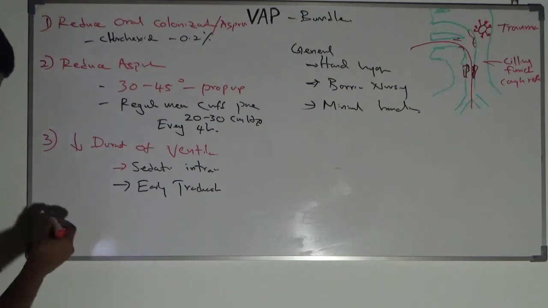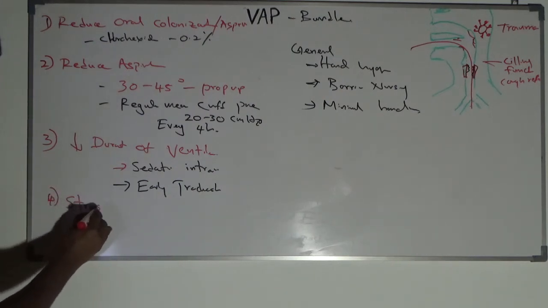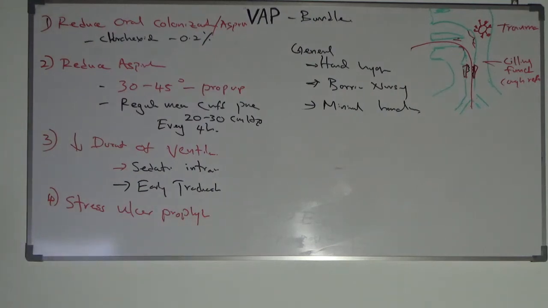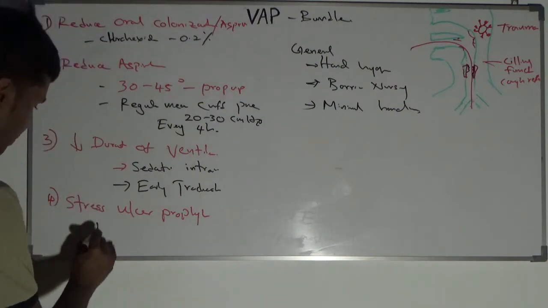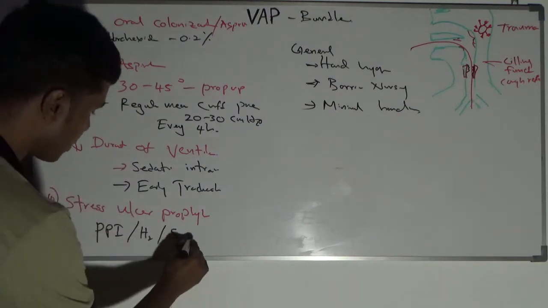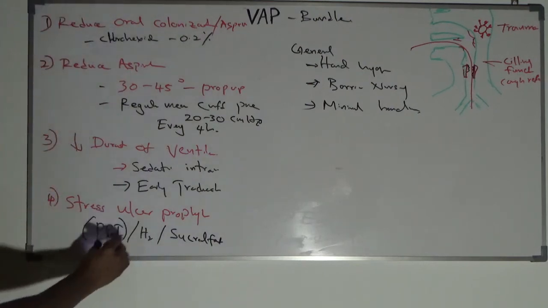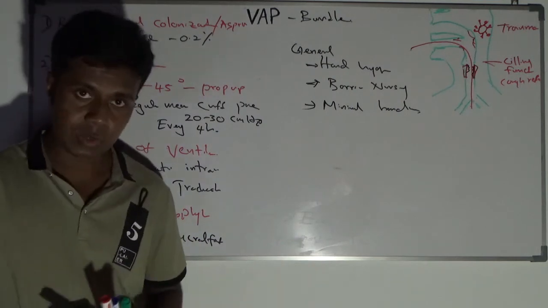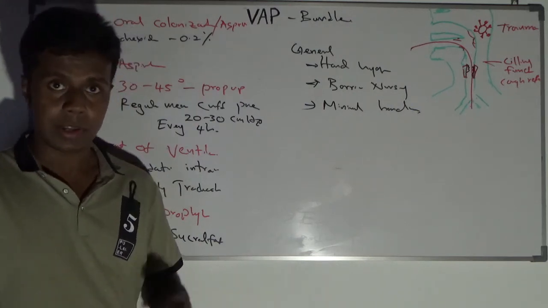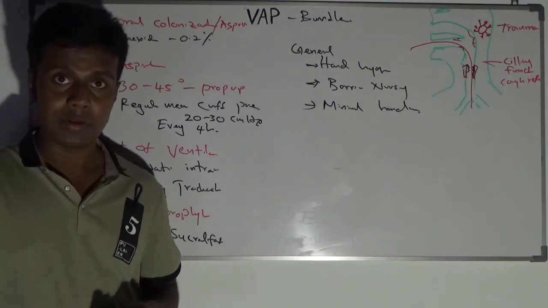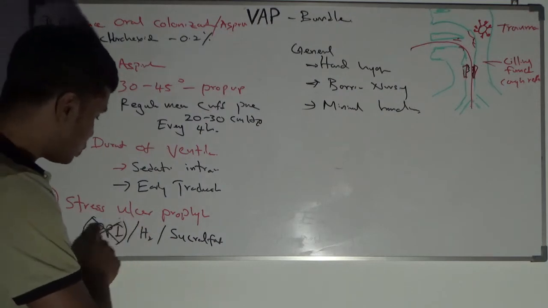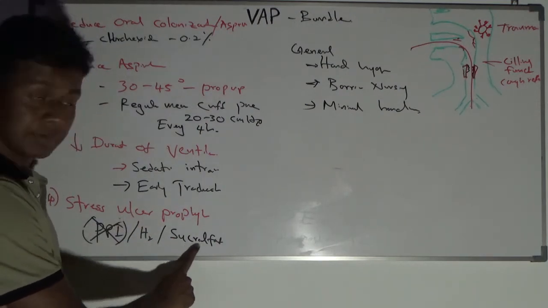Then the stress ulcer prophylaxis, number 4. You can use proton pump inhibitors, H2 receptor blockers, and sucralfate, a coating substance. But with PPIs, what they say is it reduces the gastric acid. Because of that, it increases the growth of gram-negative bacteria in the gastric fluid. If accidentally aspirated, you have a high chance of getting ventilator-associated pneumonia. So what they recommend is better not to use proton pump inhibitors. You can use H2 receptor blockers and sucralfate.